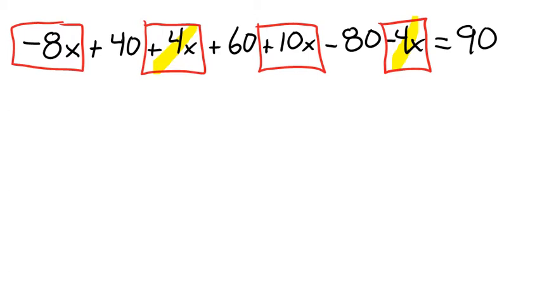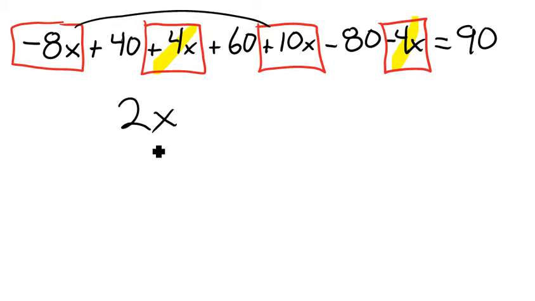Alright, so what we have left is just negative 8x and positive 10x. 10 and minus 8, these two together. 10 minus 8 is just 2. So that will leave us with 2x.